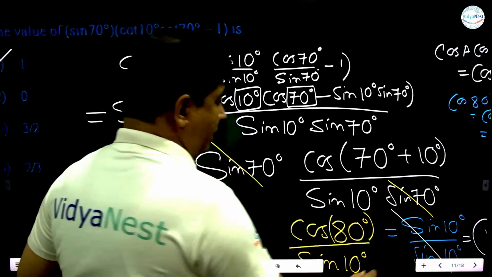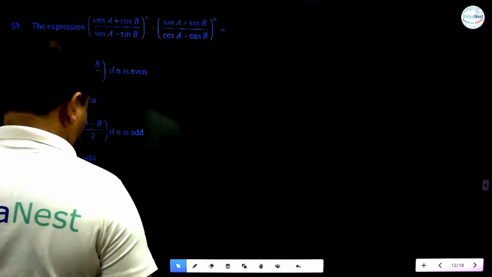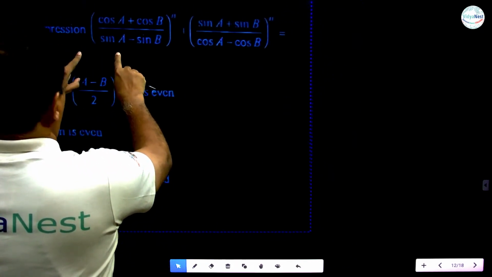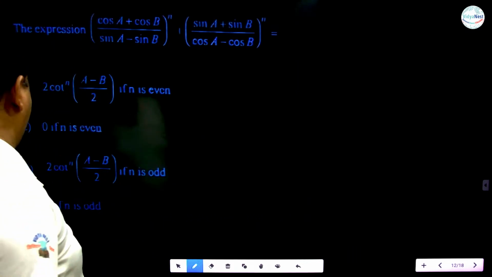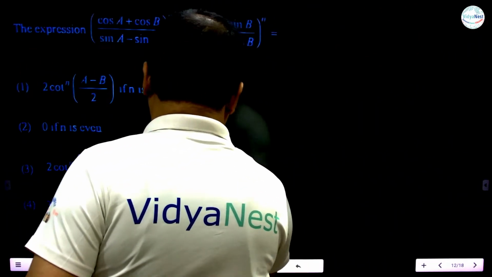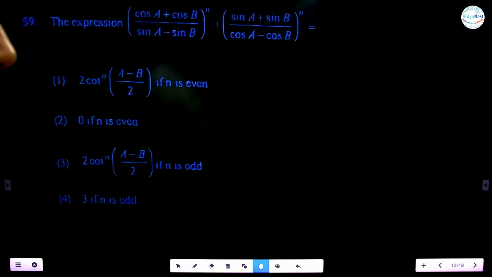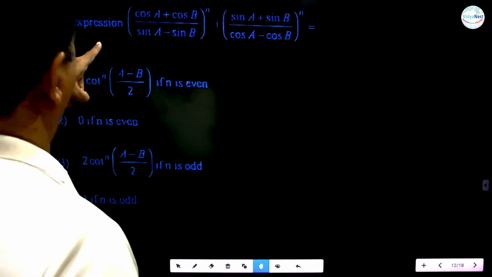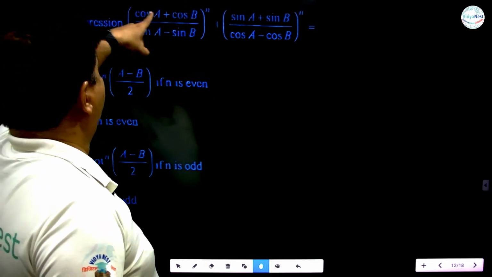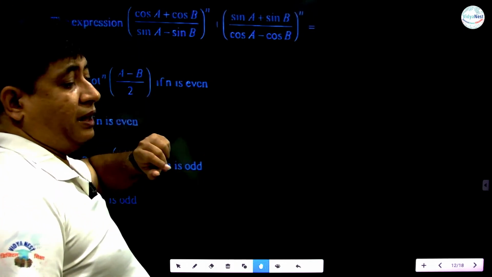Let's see the next one. Next one is also modest. Next one also demands a straight approach. Clearly visible, the numerator will remind you of the formula of cos C plus cos D, denominator sin C minus sin D.